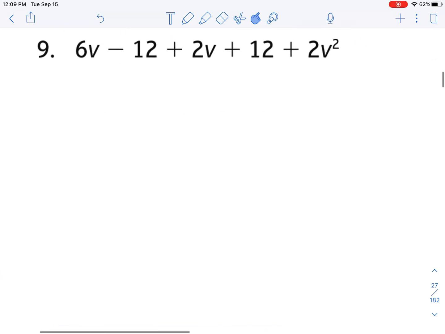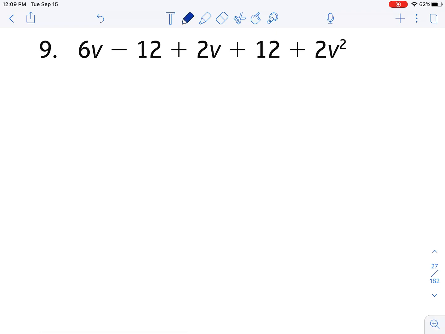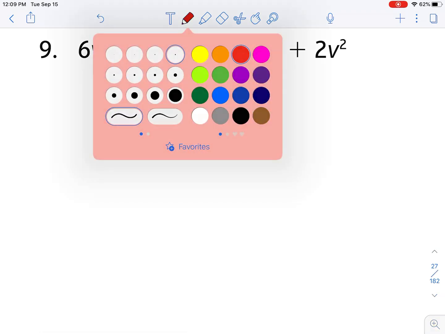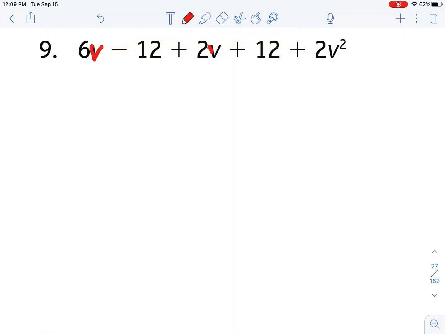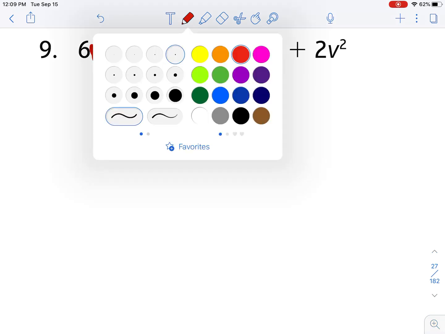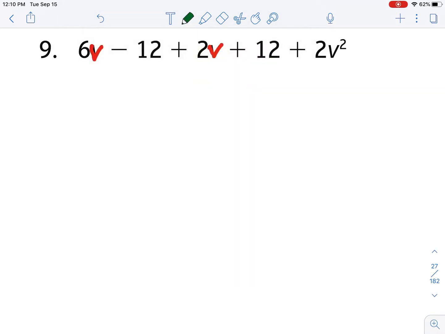Number 9. So number 9, I have regular V's, I have regular numbers, and I have V squareds. The V squareds are the highest exponent, so they go first. I don't see any more V squareds to combine with, so I just bring the 2V squared down. Notice that I do the highest exponent first.